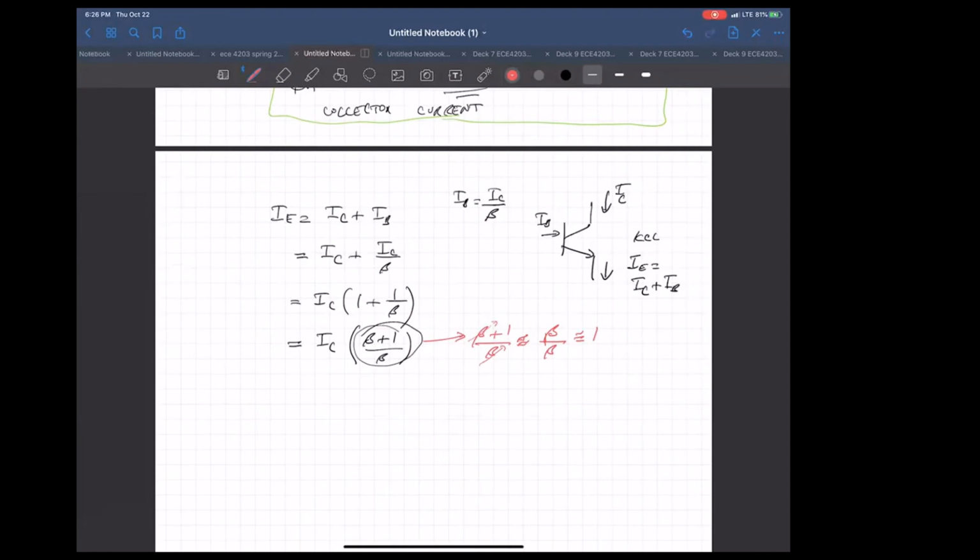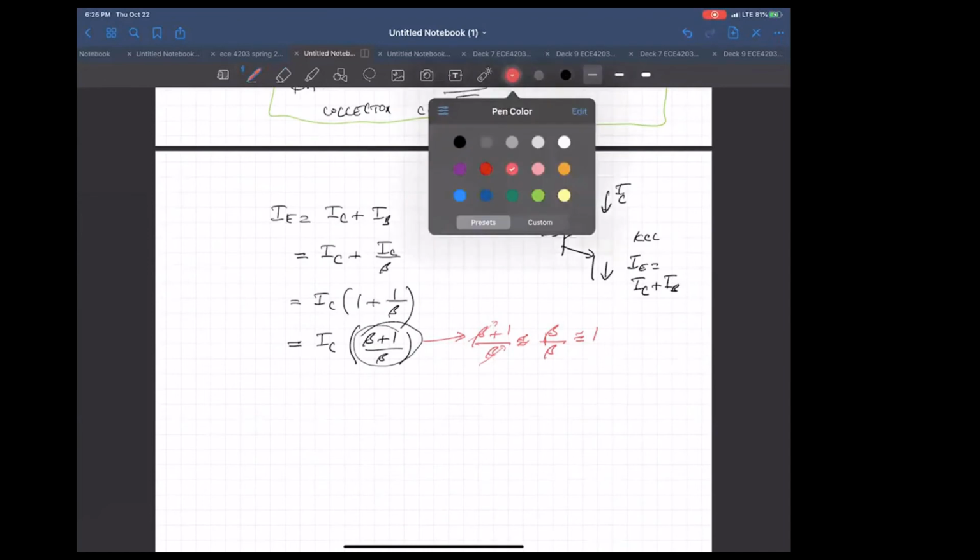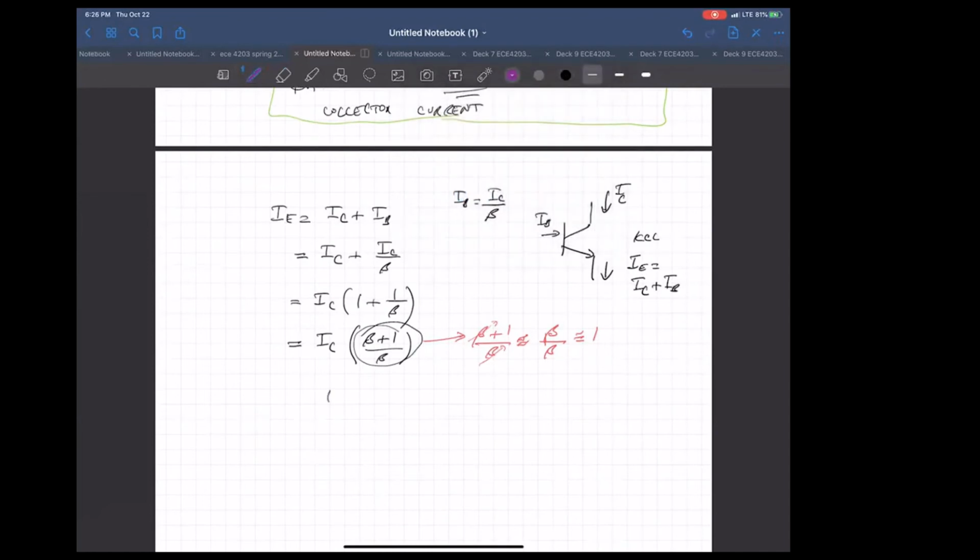So a lot of times a good approximation, unless the problem asks for you to actually calculate it, is that the emitter current is approximately the same as the collector current. That's always a good approximation.